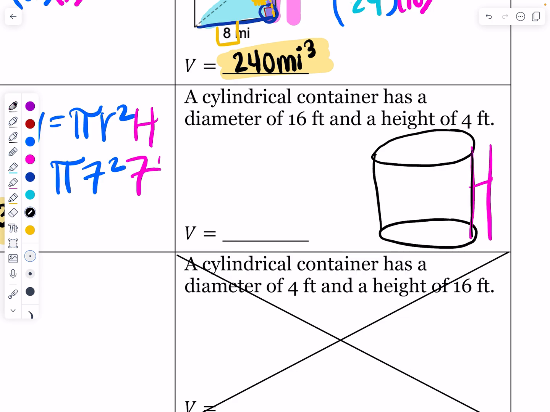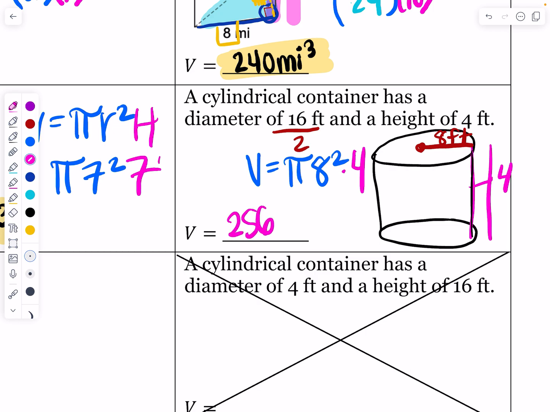Well, I don't need a diameter. I need a radius. So if the diameter is 16, what does that mean the radius is? The radius is going to be half of that, which is going to give me 8 feet. And it says it has a height of 4 feet, so we get to just plug this into our formula. Volume equals base times height, so it's going to be pi times 8 squared times my height, which is 4. So then into my calculator, I just type in 8 squared times 4. That is going to give me 256 pi.